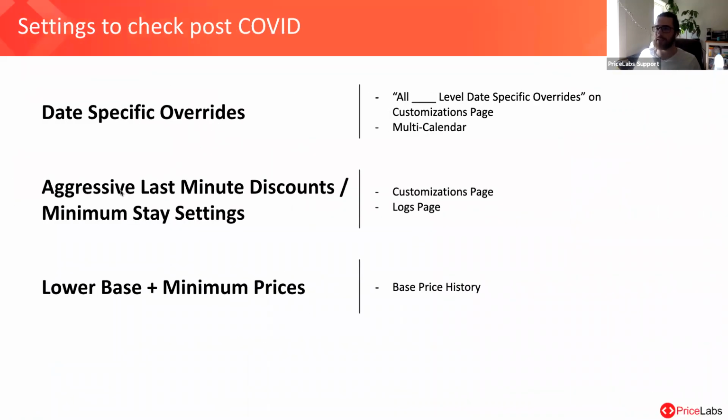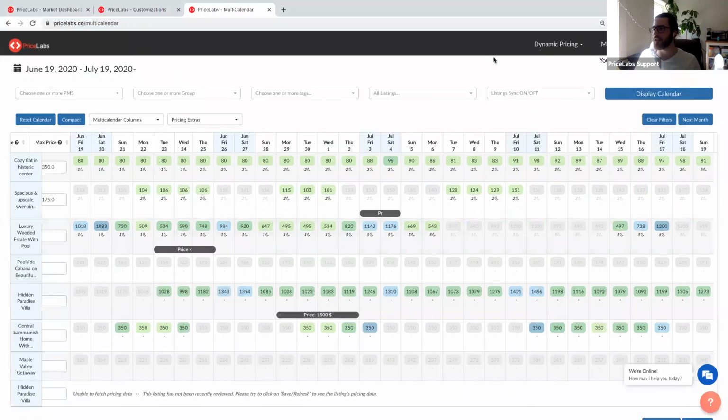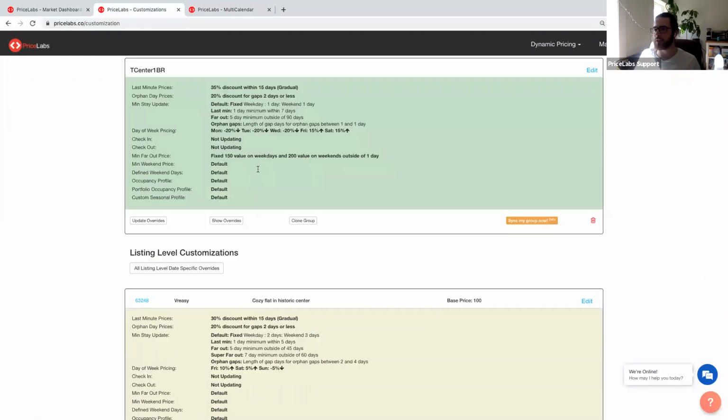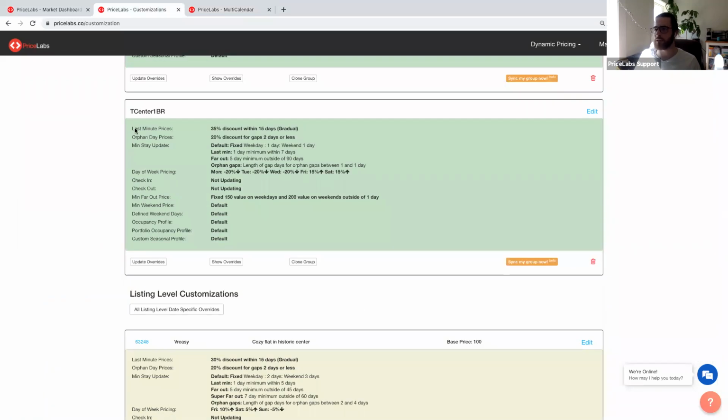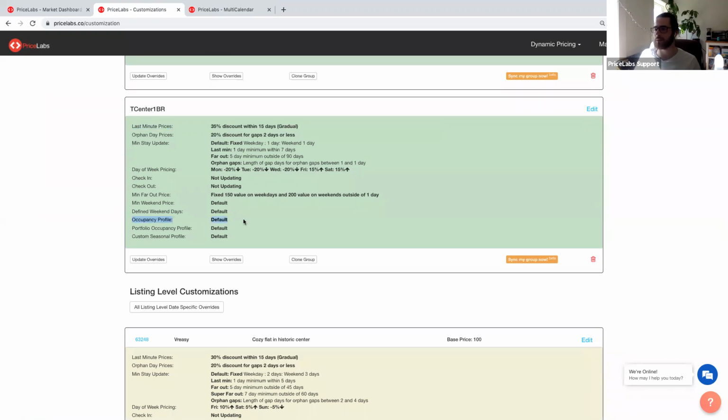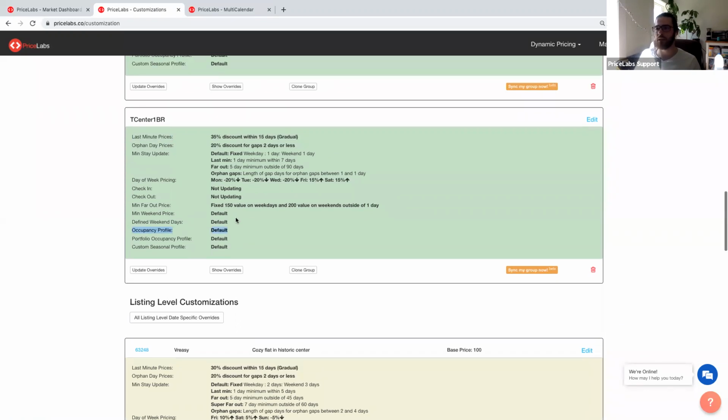Perfect. Next thing, some of those aggressive last minute discounts and minimum stay settings that you might have set. The customizations page, again, is a great resource for that, where if they're on the group level, it's very quick to just scan. Last minute prices, this is what I have set. And then occupancy profiles, I have it as default here. So a great place to look at those. Of course, you can see all of your default discounts going into play.